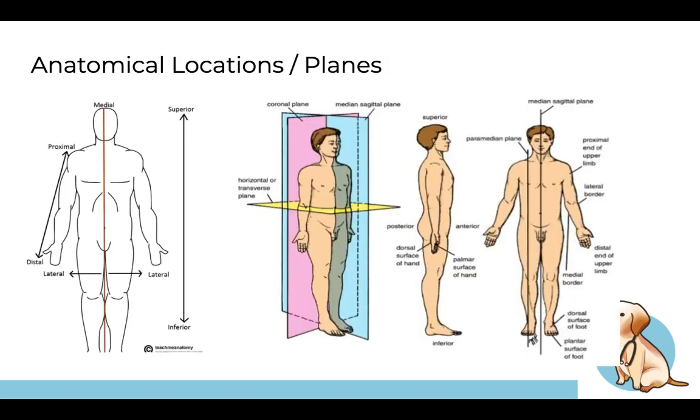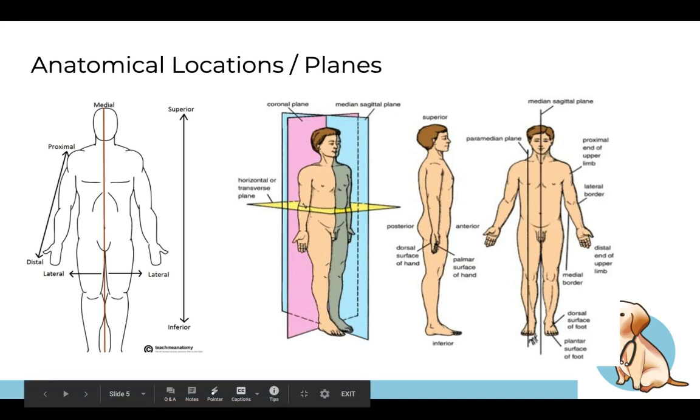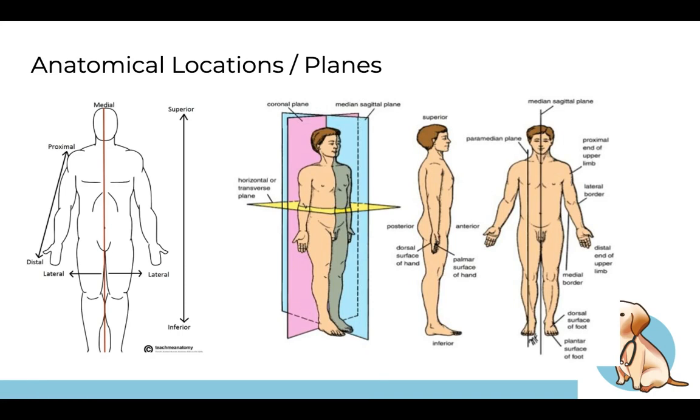So if you look at the picture on the left, the midline, if something's closer to the midline than something else, you say it's medial. If it's further away, it's lateral. And in terms of the limbs, you use proximal and distal. So your shoulder is more proximal than your elbow, and your wrist is more distal. And then also superior and inferior. So that's pretty straightforward, up and down.